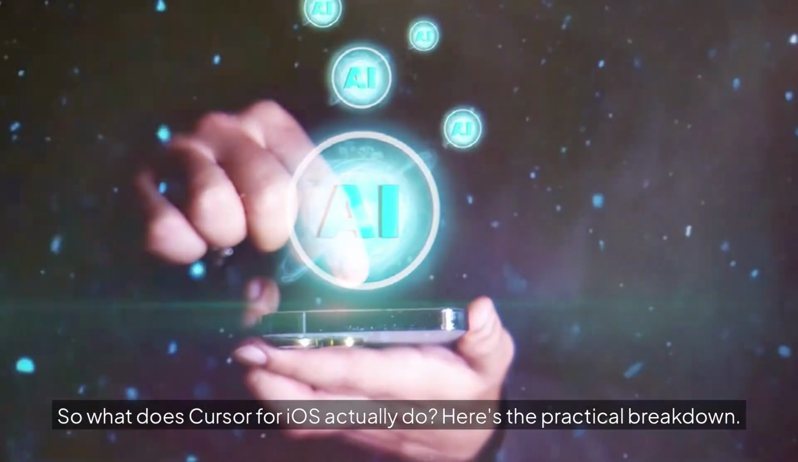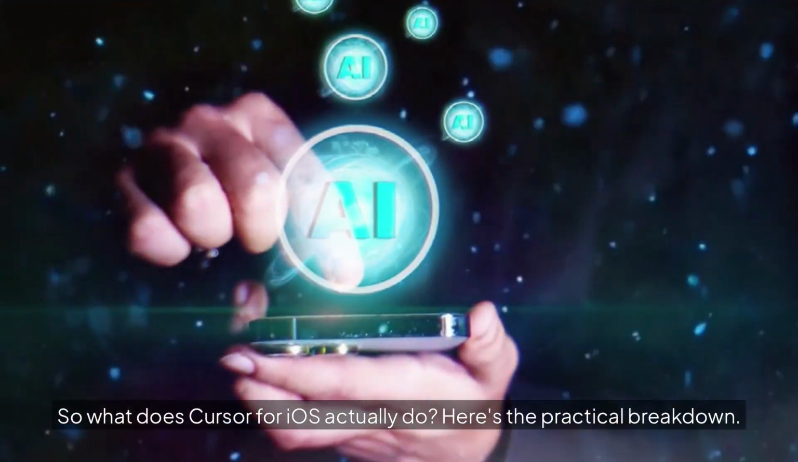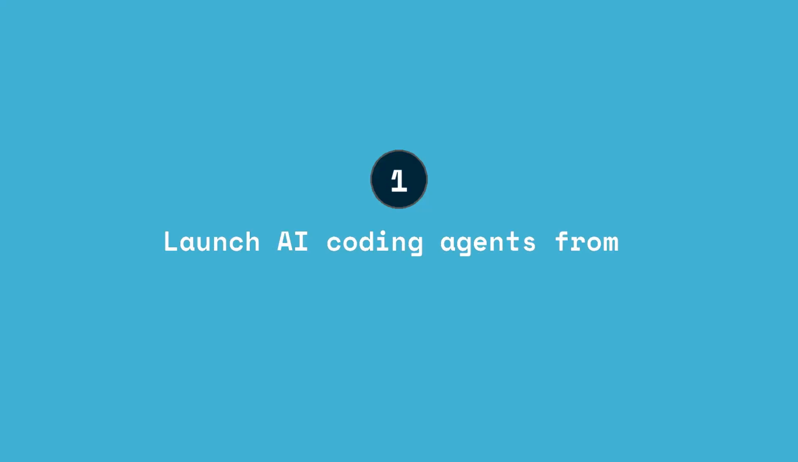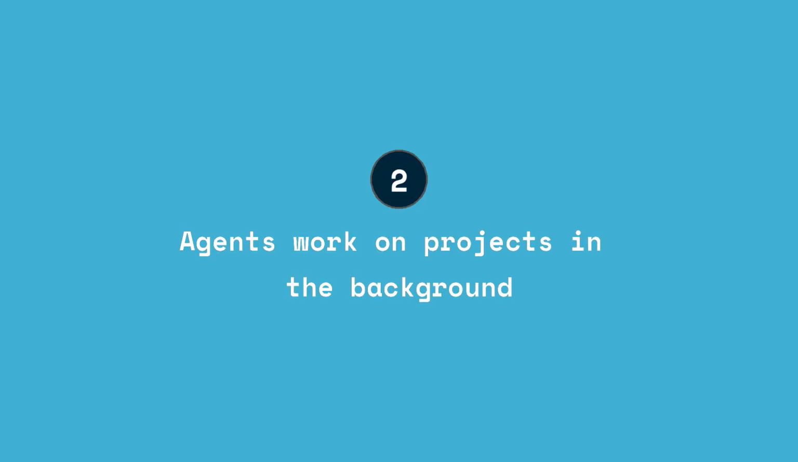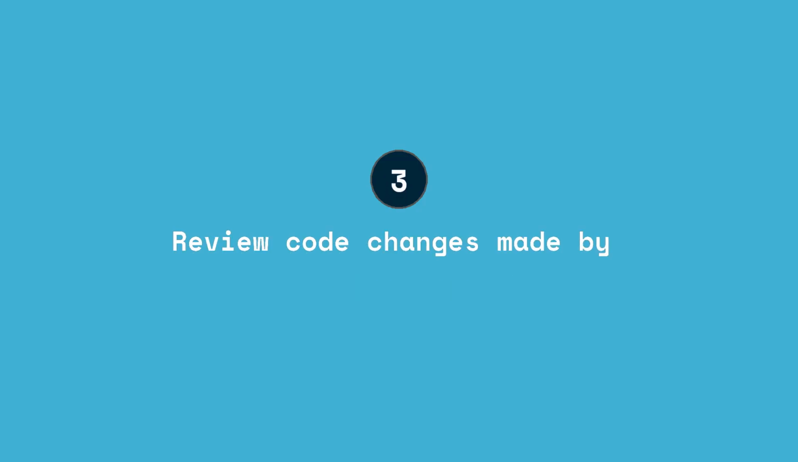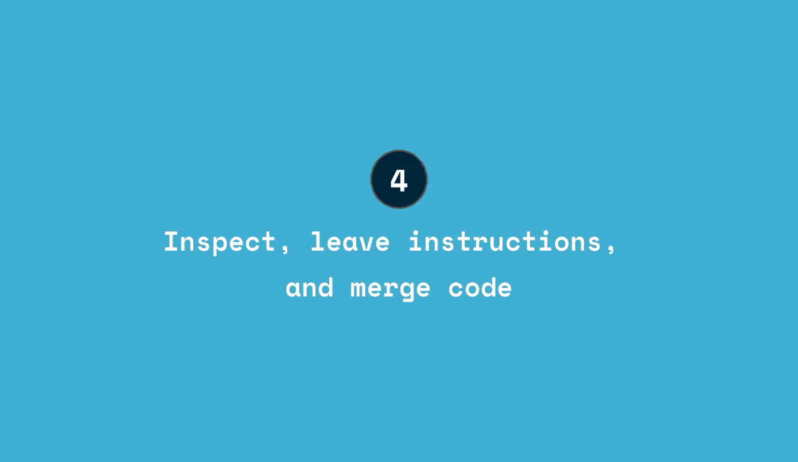So what does Cursor for iOS actually do? Here's the practical breakdown. You can launch AI coding agents directly from your phone. These are autonomous agents. They work on your project in the background while you are doing other things. You can review code changes your agent has made. You can inspect what it built, leave follow-up instructions, and when you are happy with the result, you can merge it, all without touching a laptop.